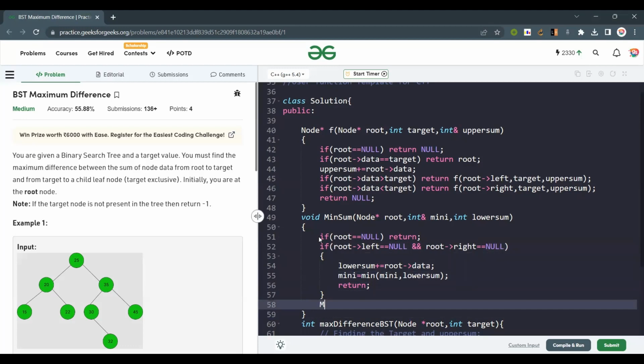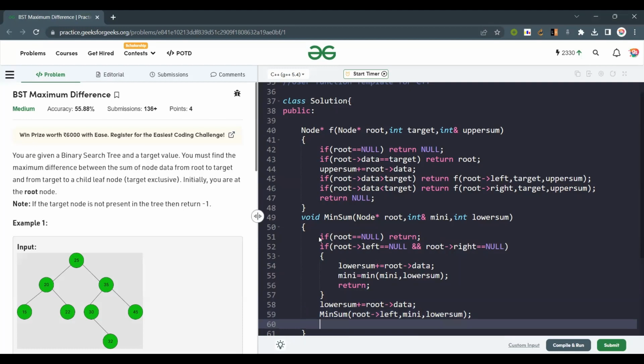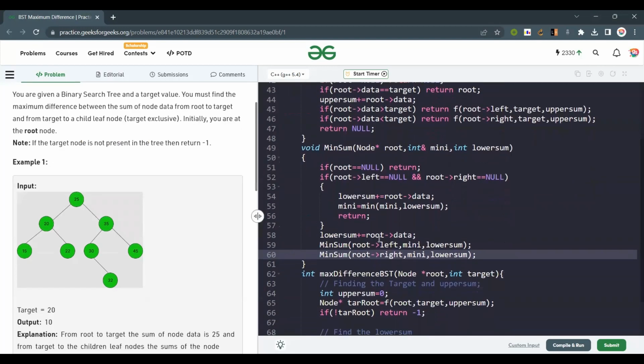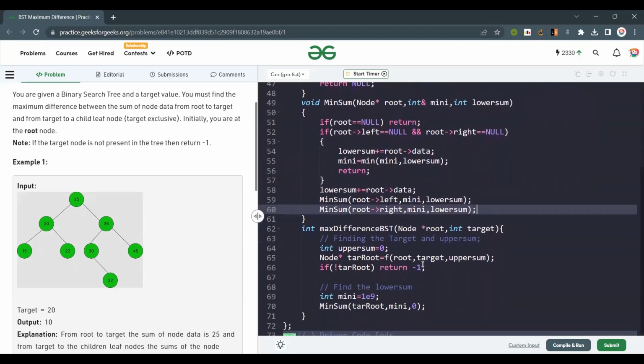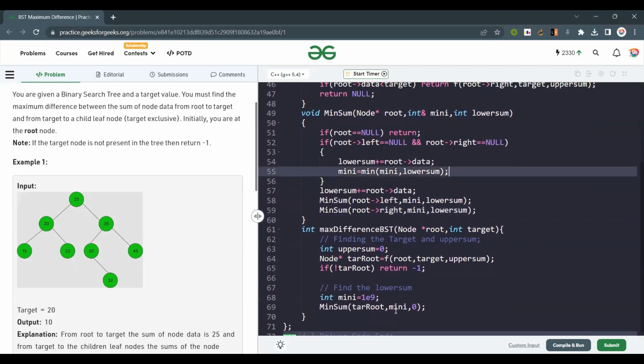Okay. Now we will go to left as it is, root left. Now we will do lower sum plus equals root data because we have to pass ahead. We are adding again and again, and minimum sum root right, mini comma lower sum as it is. So we are getting root left, root right, and this is all about this. And then we can return here or not. We can go ahead, it's our choice also.